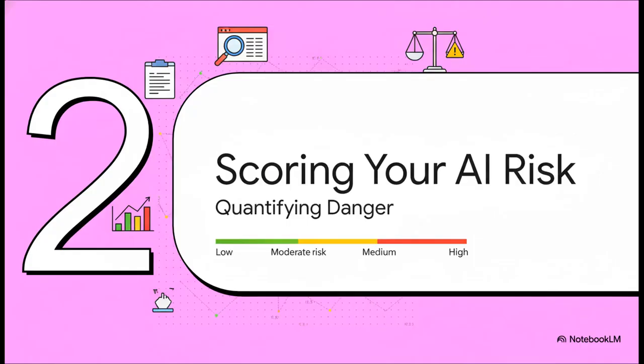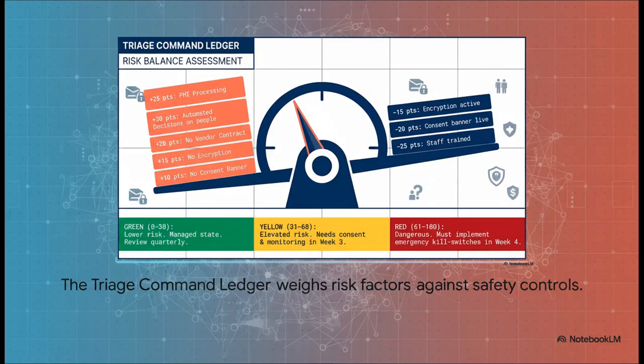Okay, let's get into the core concepts. Because to manage risk, you first have to be able to measure it. So we're going to use a simple quantitative scoring system. This gives every single AI tool a number that represents its potential for harm or its level of safety. This slide really illustrates our whole method. I want you to think of the triage command ledger like a balance scale. On one side, we add points for specific risk factors that weigh it down. And on the other side, we subtract points for the safety controls you have in place. That final score tells us immediately whether the tool is weighted more toward risk or more toward safety.